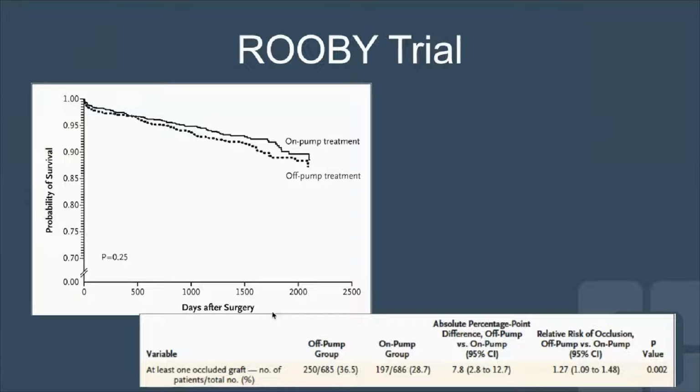There have been two large randomized clinical trials looking at the difference between on-pump versus off-pump. One was the ROOBY trial, done in the VA hospital system, and showed that there was essentially no difference in survival. However, patients who had off-pump surgery had a much higher need for reintervention in the future.